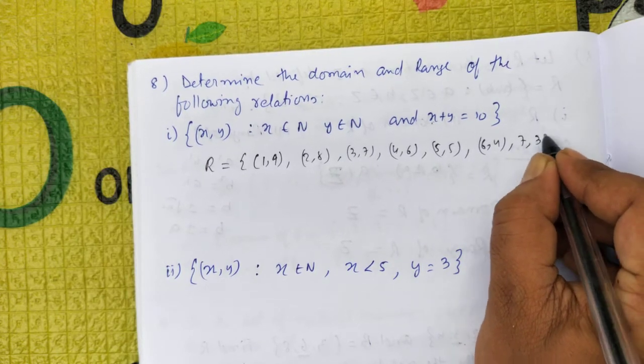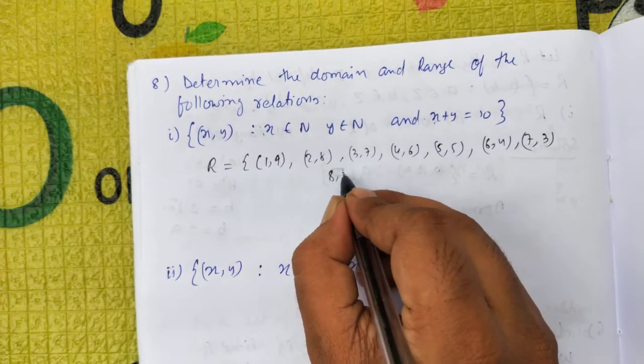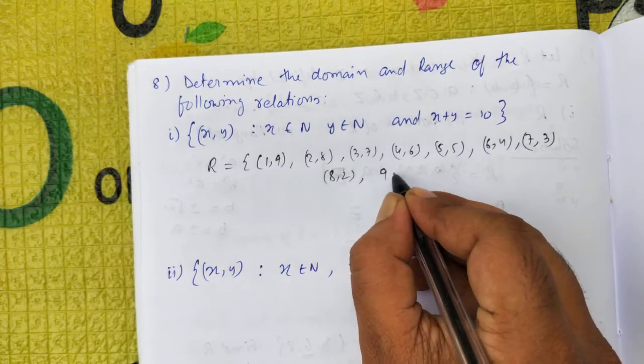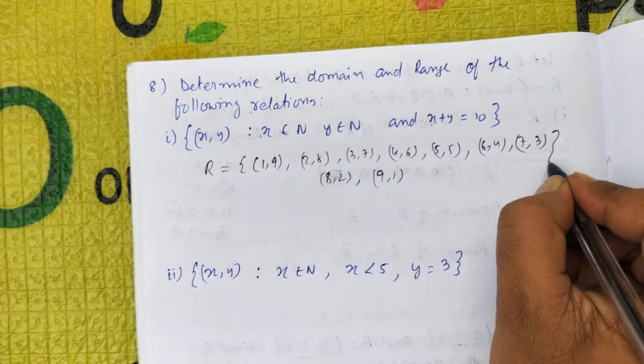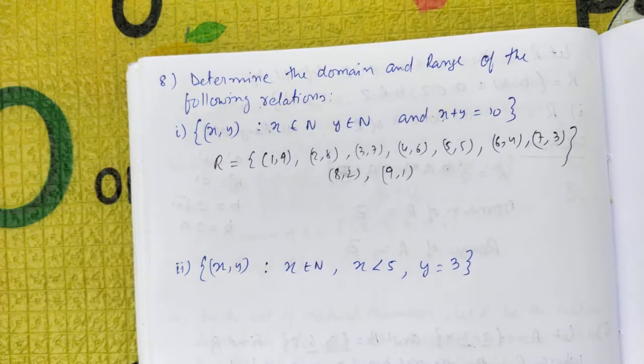7, 3 I can write. 8, 2 I can write. 9, 1 I can write. 9 plus 1 is 10. So this is the relation. Clear?